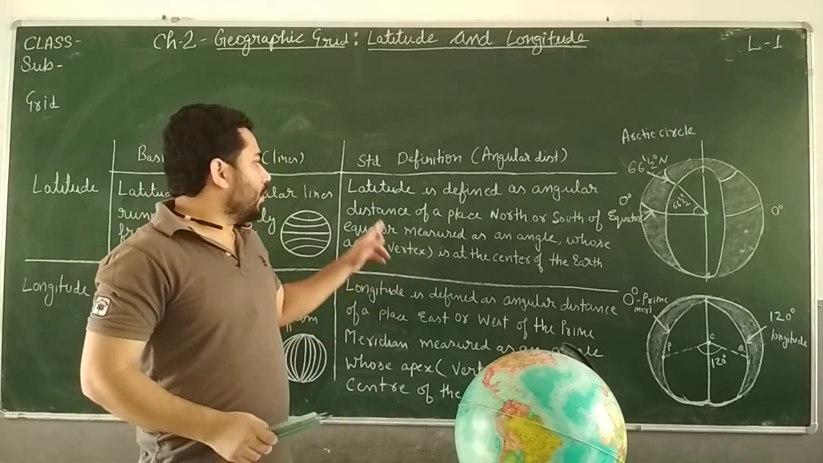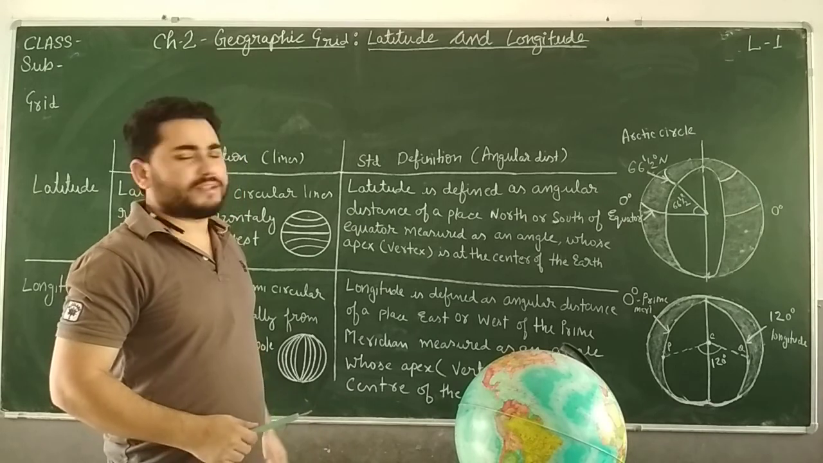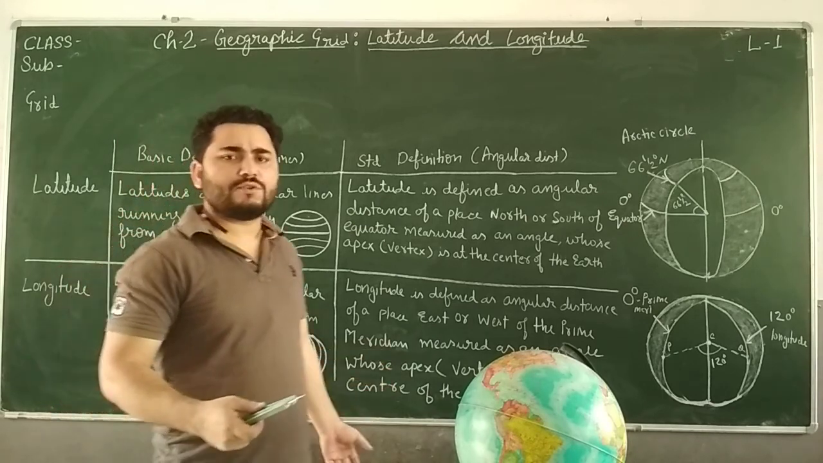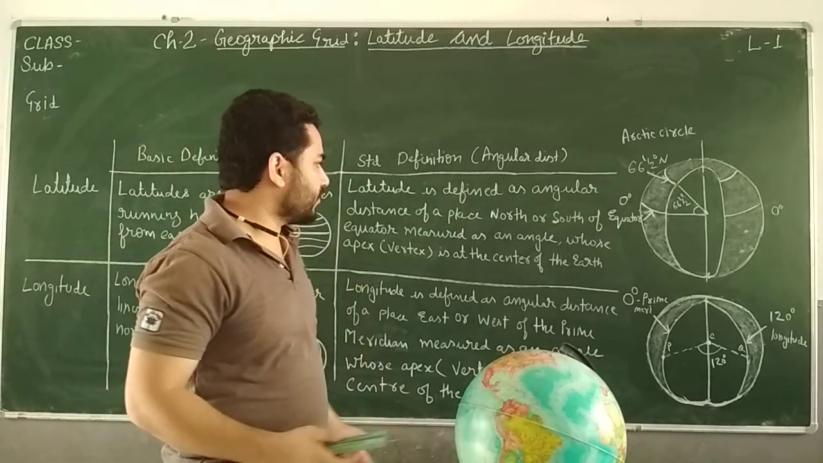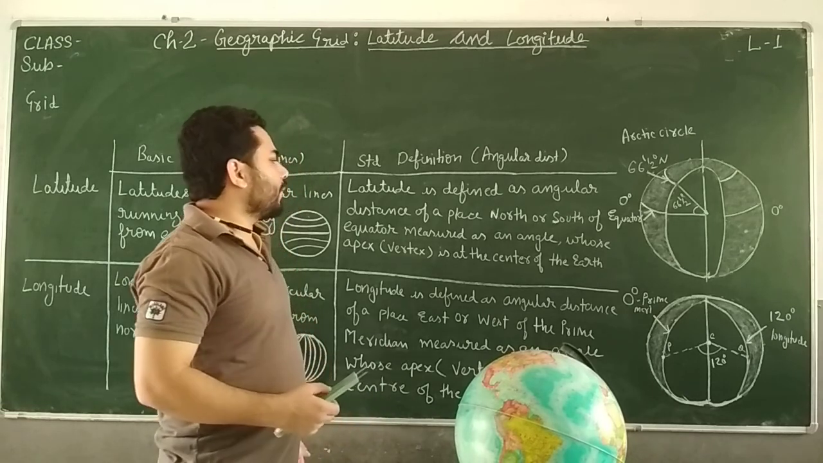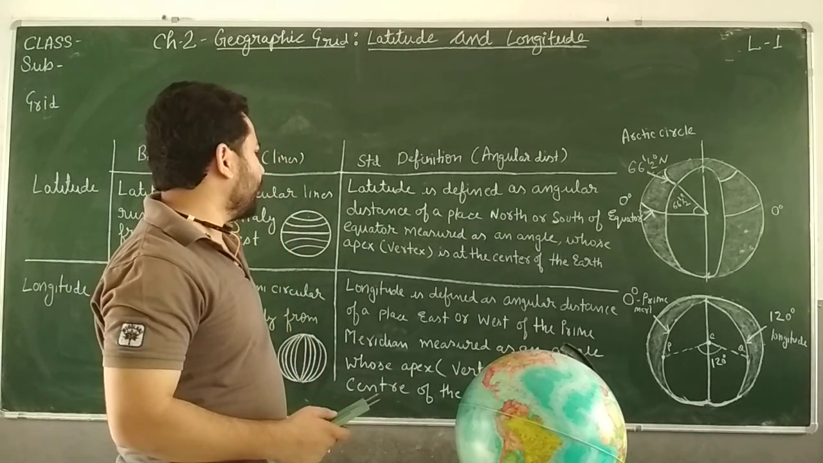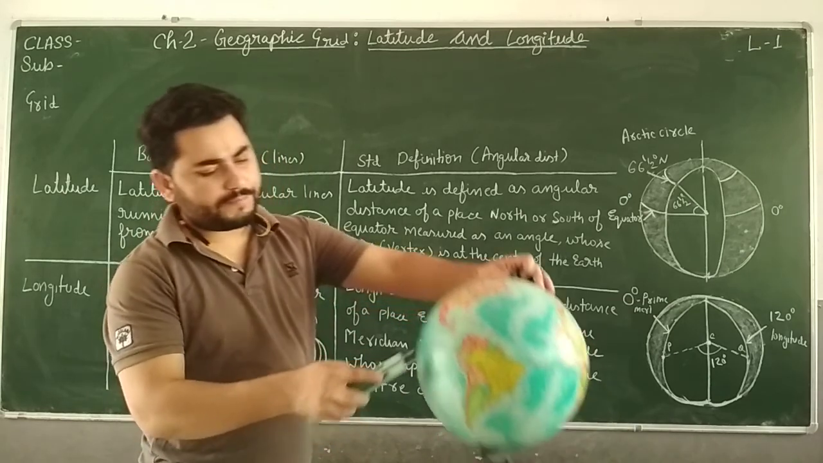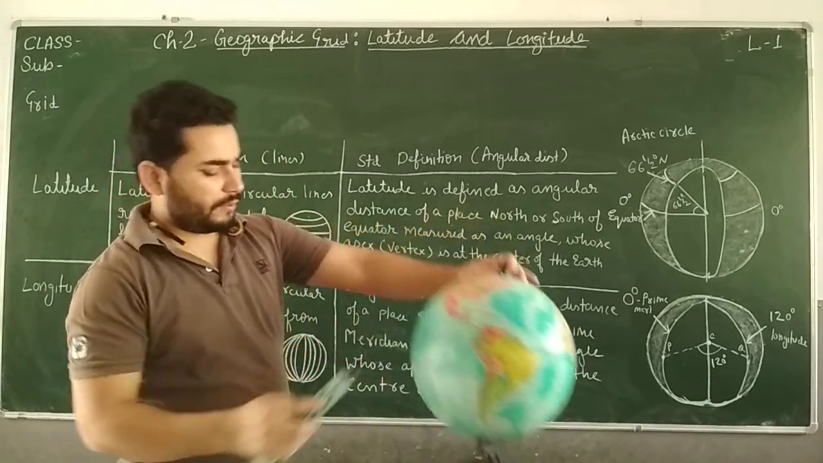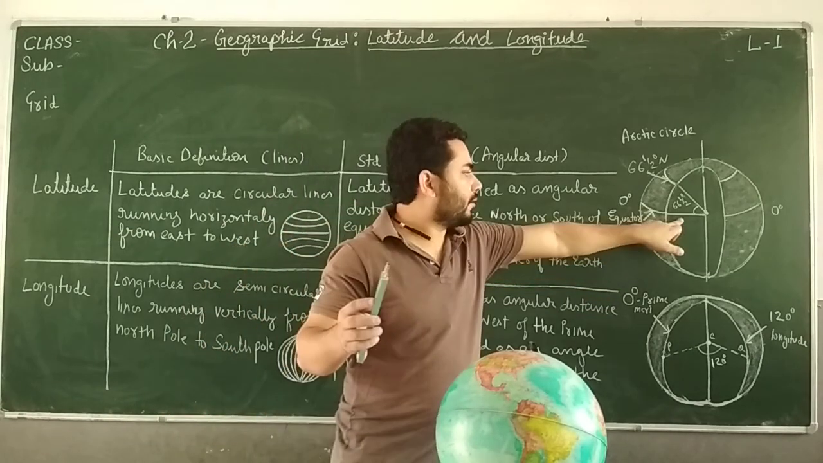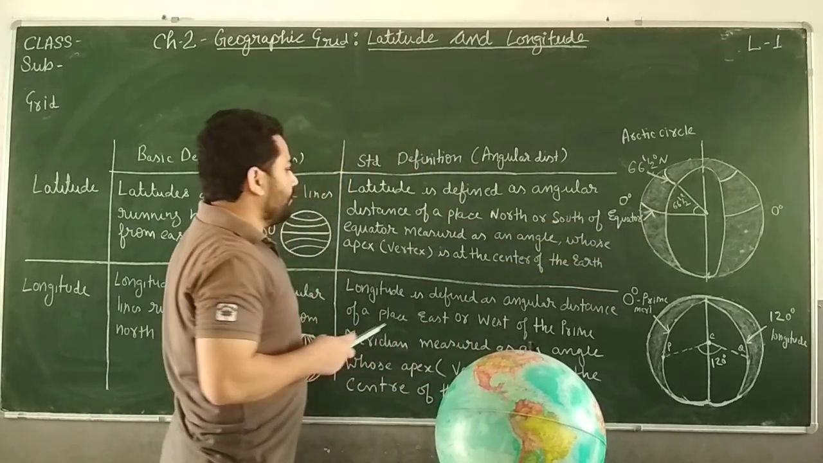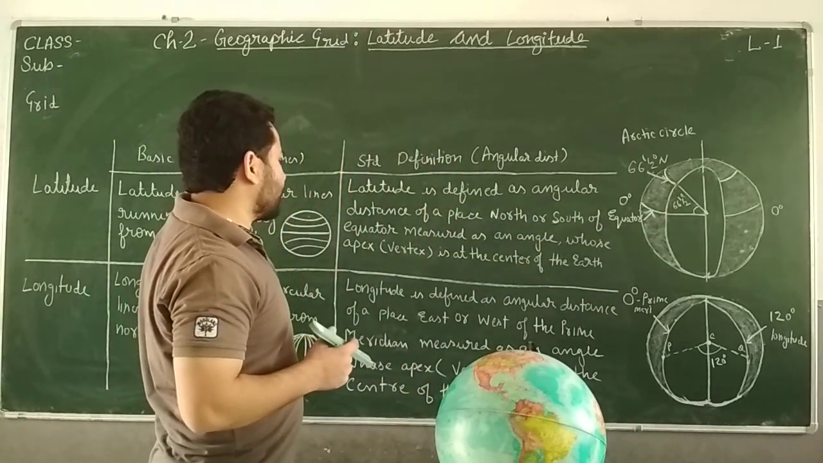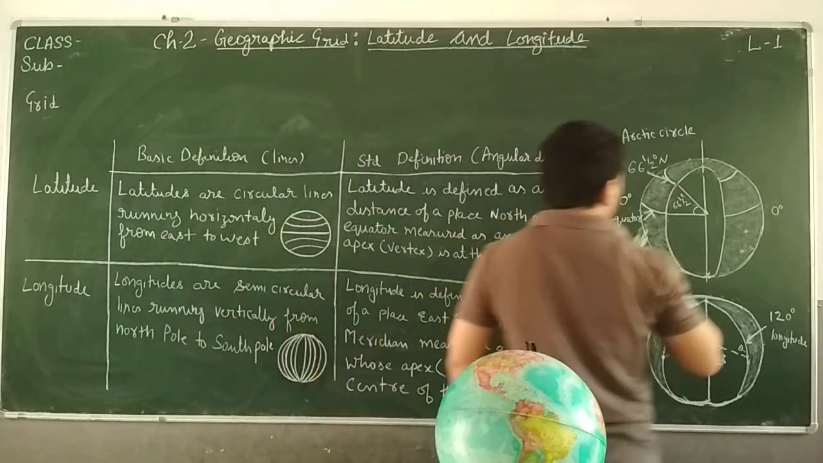Now, latitude is defined as angular distance. Angular distance, everybody knows, you have studied in mathematics also, right? Of a place north or south of the equator. This is the equator, you can see this line here. Measured as an angle whose apex, or vertex, is at the center of the Earth, right?